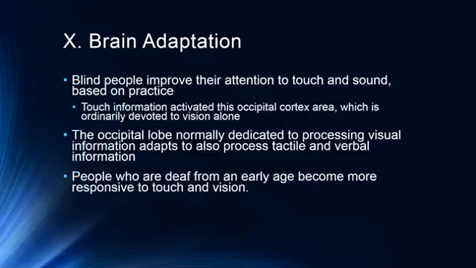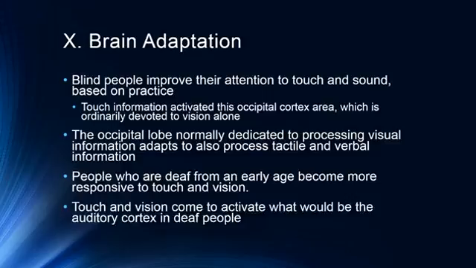People who are deaf from an early age also become a little bit more responsive to touch and vision, again because those areas associated with auditory processing become part of what would have been the auditory cortex in those people who are born congenitally deaf. So there is some clear indication that our brain starts to adapt and takes over areas that normally might be reserved for some other function, such as hearing or vision.